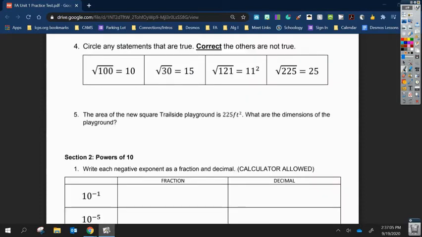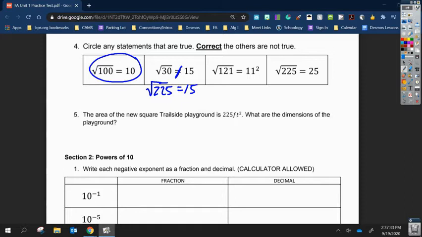Question 4 asks you to identify any true statements, and for the ones that are not true, please indicate why they are not and correct them. The square root of 100 is 10. That is a true statement. We just did that in question 3. The square root of 30 is not equivalent to 15. What this student did was they divided, so the square root of 30 is not equivalent to 15. You'd have to write this as the square root of 225 in order for it to be equivalent to 15.